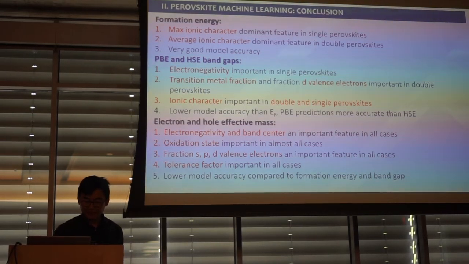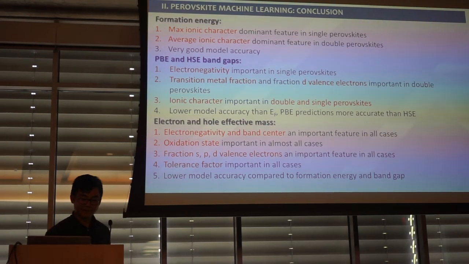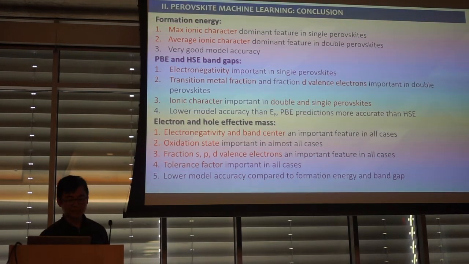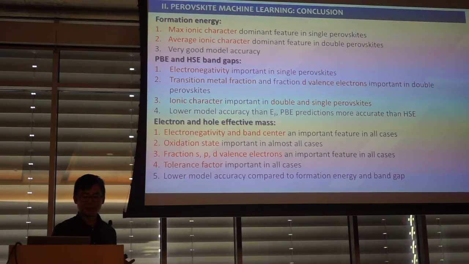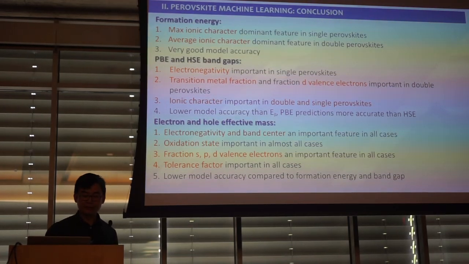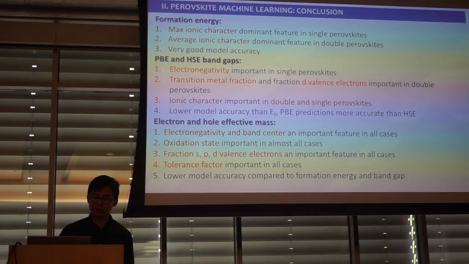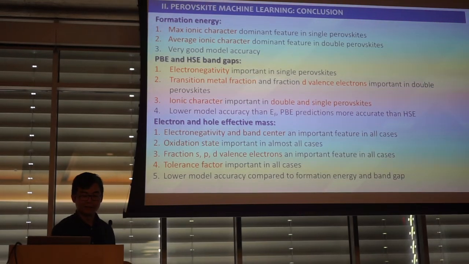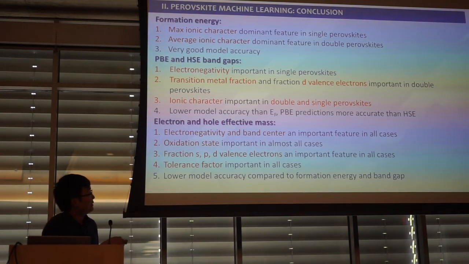We also looked at the band gap. We find that electronegativity is very important in single perovskites, and we find that transition metal fraction and d-valence electrons, in other words the selection of the transition metal, are very important in double perovskites. We also find that the ionic character is important in both single and double perovskites. We get decent accuracy.